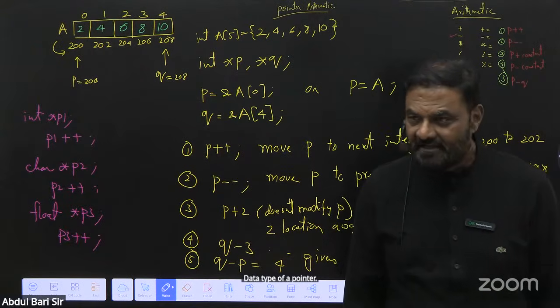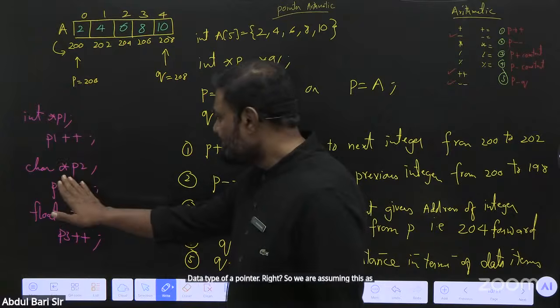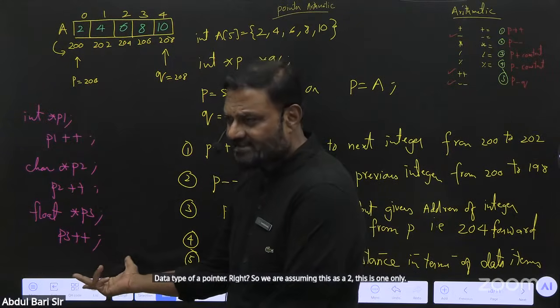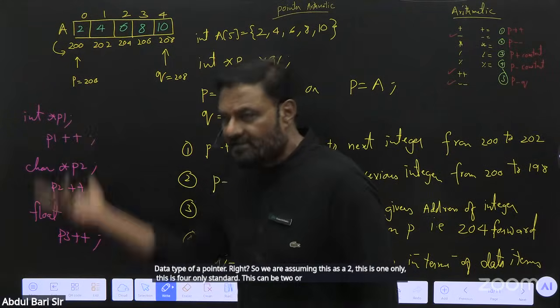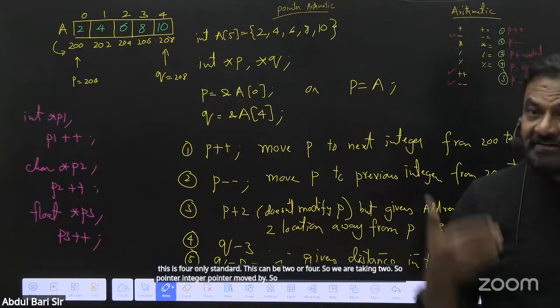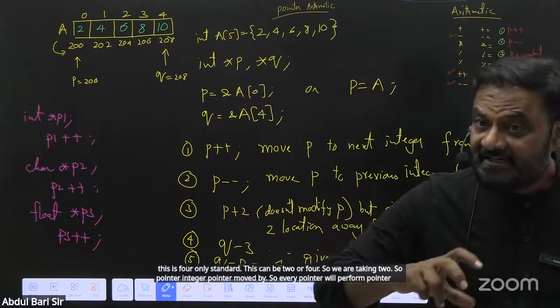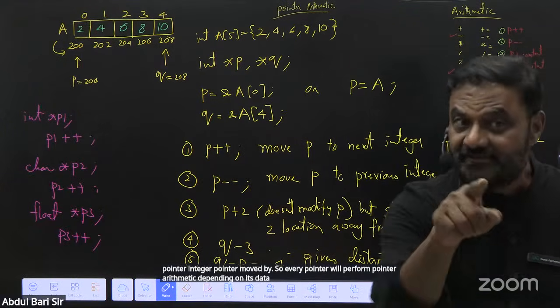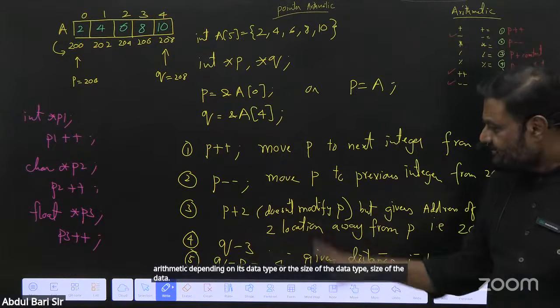All right. So we are assuming this as 2, this is 1 only, this is 4 only, standard. This can be 2 or 4, so we are taking 2. So the integer pointer moves by 2. Every pointer will perform pointer arithmetic depending on its data type, the size of the data. So this explanation we can note down.